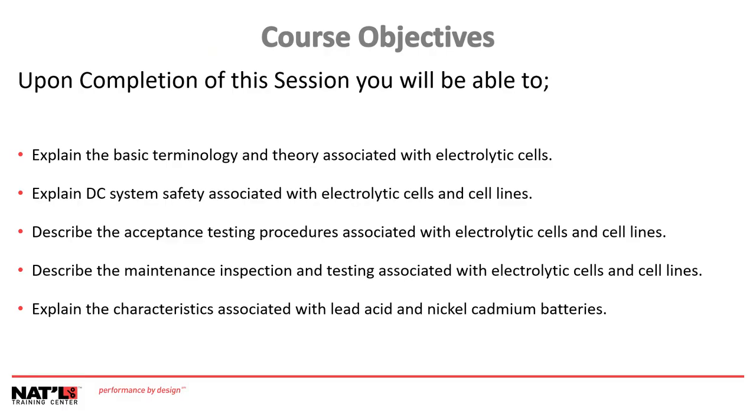The objectives of this course are that upon completion, you will be able to explain the basic terminology and theory associated with electrolytic cells, explain DC system safety associated with electrolytic cells and cell lines, describe the acceptance testing procedures associated with electrolytic cells and cell lines, describe the maintenance, inspection, and testing associated with electrolytic cells and cell lines, and finally explain the characteristics associated with lead acid and nickel cadmium batteries.